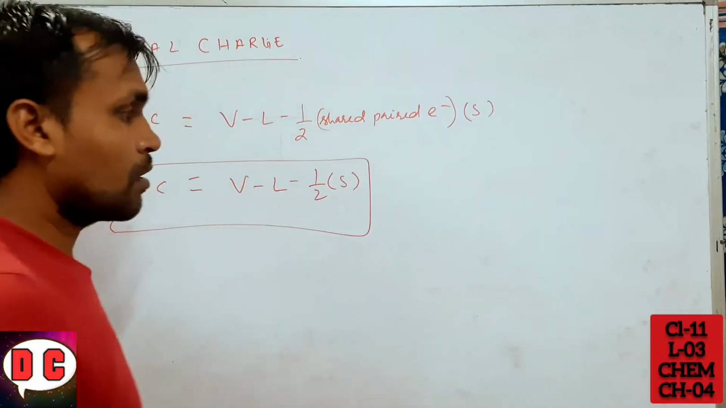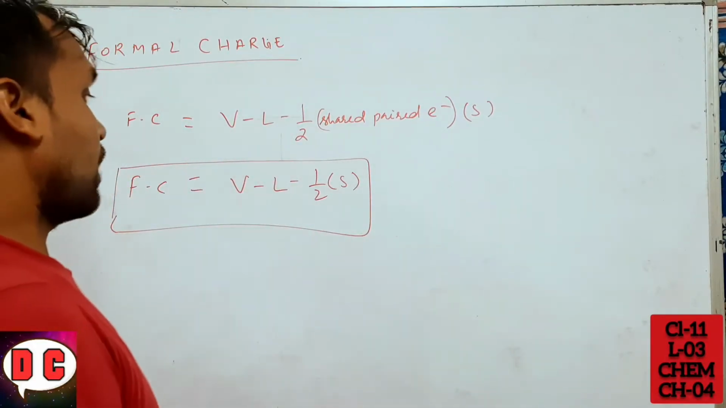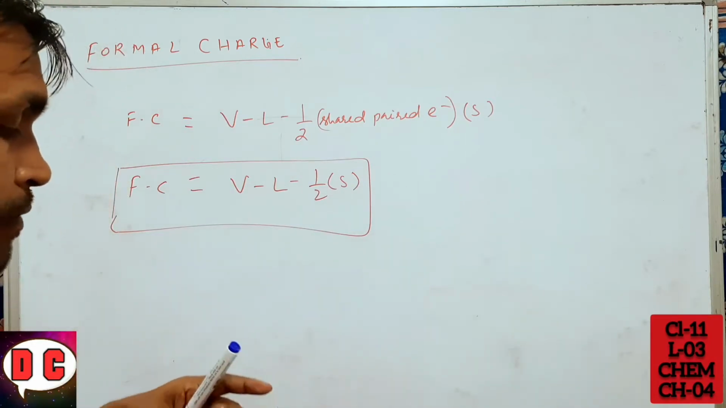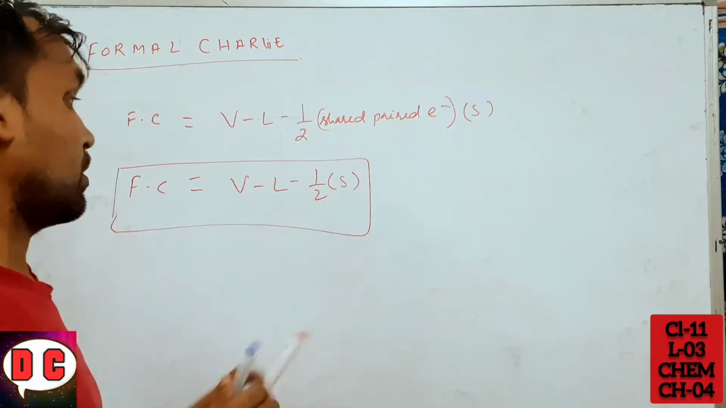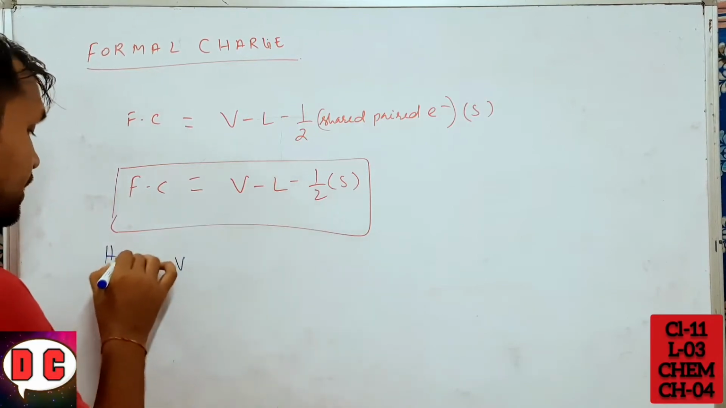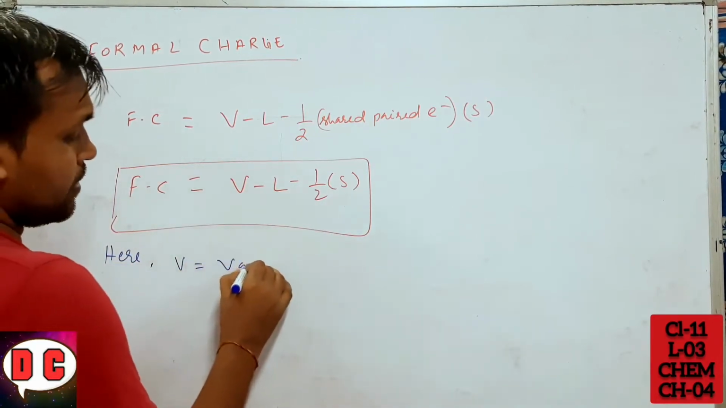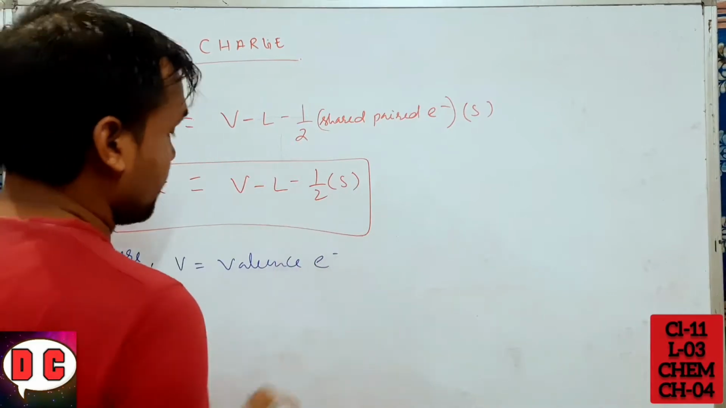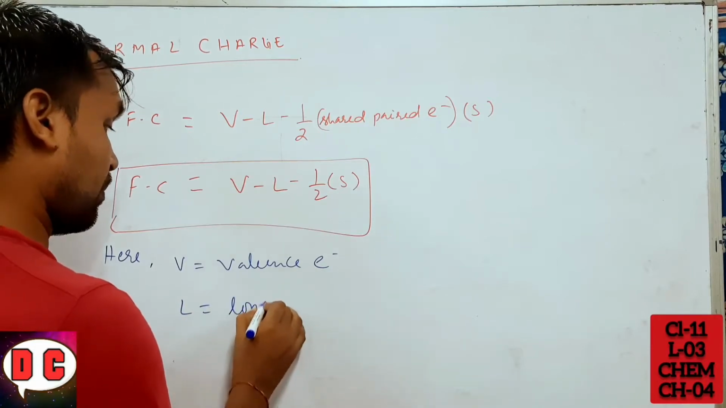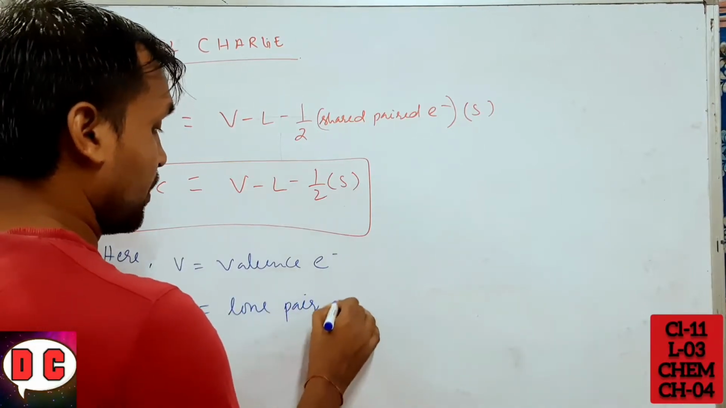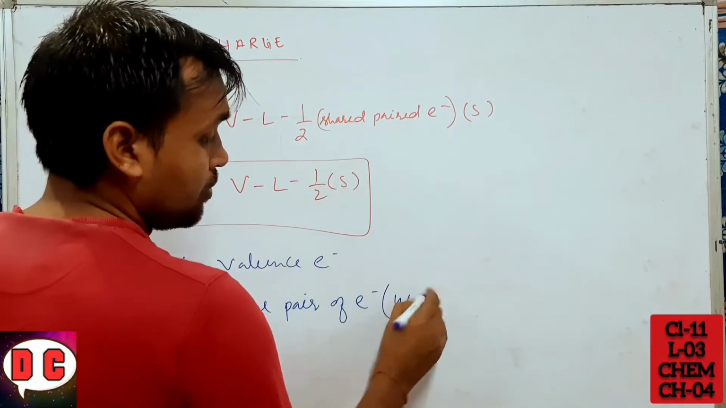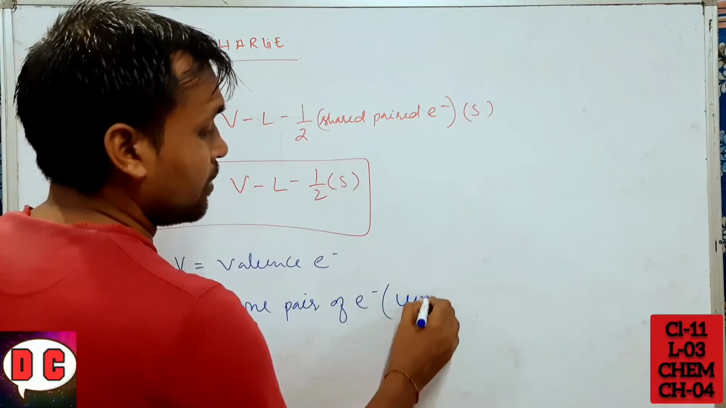Okay, got it? Now let us start to find out how to calculate the formal charge and what the symbols mean. Here V is equal to valence electrons, and L is lone pair of electrons. We can say in other words, unused electrons.